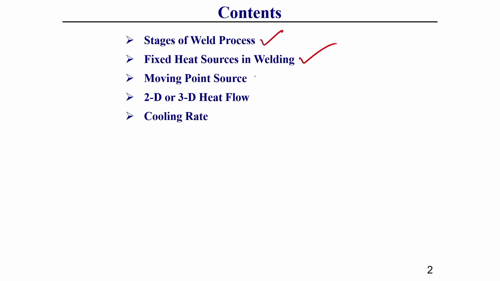Based on this line heat source and point heat source, if it is in a fixed position, then what should be the thermal history at a particular location over time, that we can predict by using this fixed heat source concept. After that I will discuss the moving point heat source. After that I will also discuss 2-dimensional and 3-dimensional heat flow, and finally if time permits I will cover the cooling rate part also.